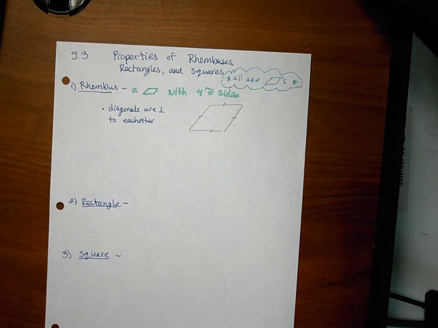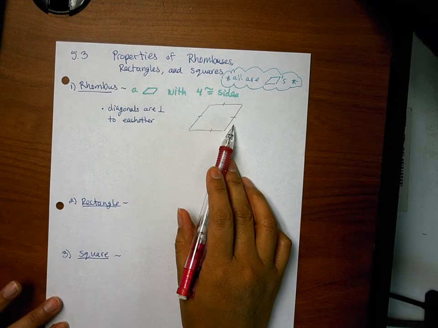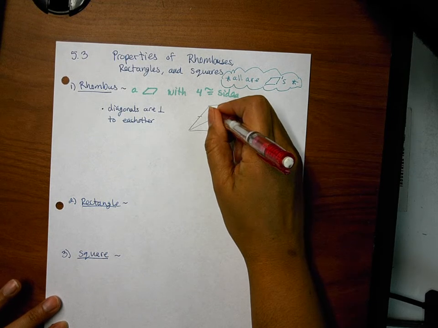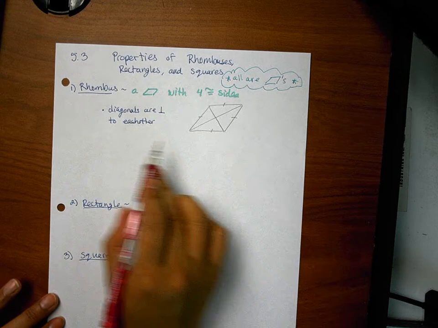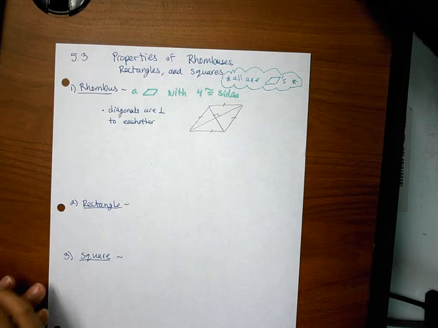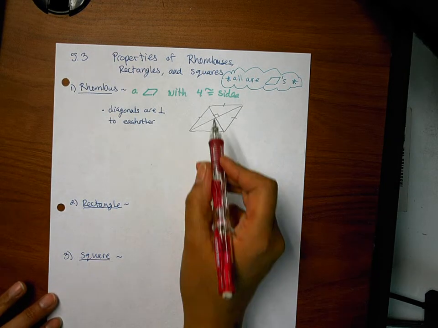Congruent, congruent, congruent. Now on a regular parallelogram, opposite sides are congruent. On a rhombus, all 4 sides are congruent. And we know before that diagonals bisect each other, but in a rhombus, diagonals are also perpendicular to each other.